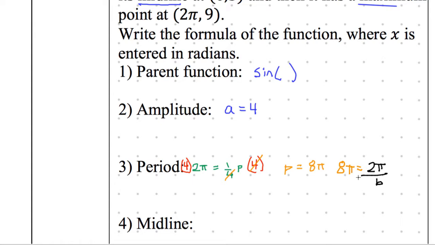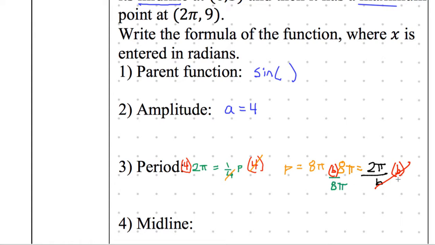So how do we solve for this? Well, I can switch these two. I can multiply both sides by b. I'm showing you the long way, and I'm going to show you the shortcut in a sec. I'm multiplying both sides by b to get rid of b there and get b up there. So now b times 8 pi is equal to 2 pi, and then I'm going to divide both sides by 8 pi.